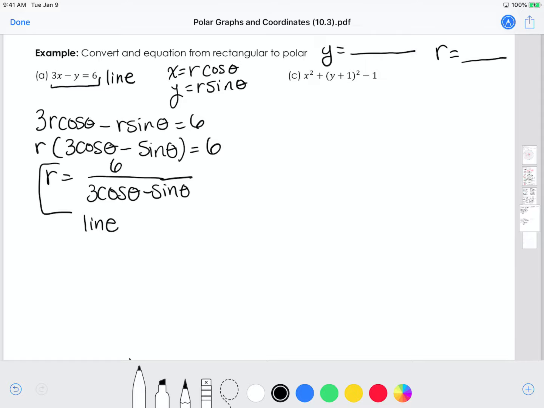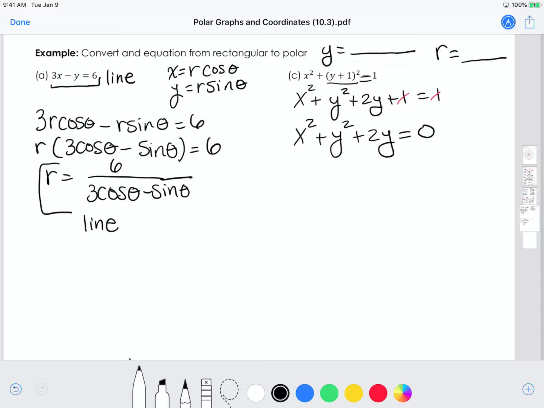Okay, in example C, we have an equation of a circle. Oops, that should be an equal sign, not -1. Go ahead and fix that. So this is the equation of a circle with the center 0, -1. And we are going to write this in polar form. So the first thing I'm going to do is FOIL the y plus 1. I'm going to square it. So that gives me y squared plus 2y plus 1 is equal to 1. So I took y plus 1 times y plus 1 to get y squared plus 2y plus 1. And I brought everything else down. I can cross off the 1's because if I subtract 1 from both sides, those disappear. So I'm left with x squared plus y squared plus 2y is equal to 0.